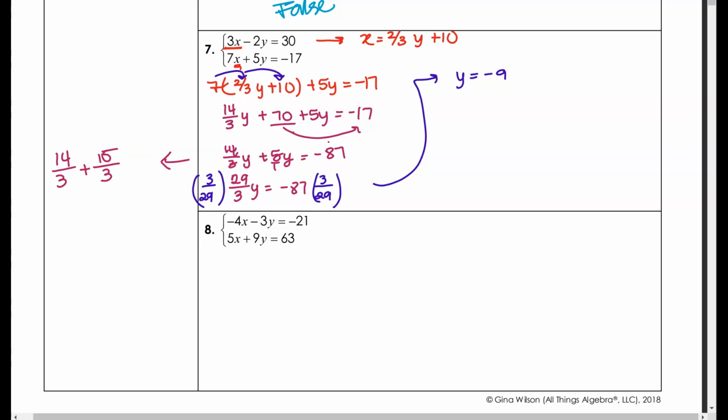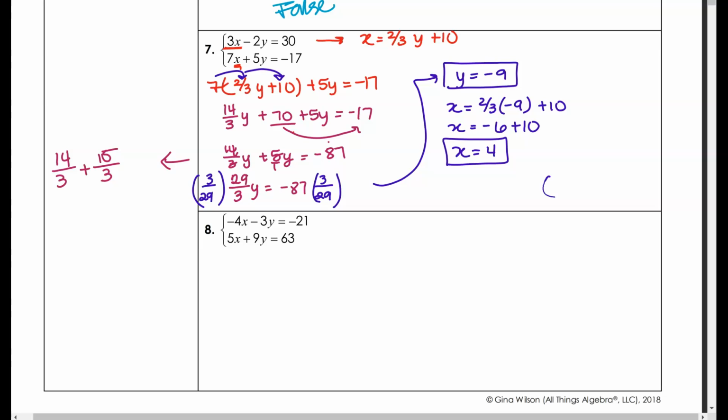All right. So I'm not done yet because I know what y is. So let me go ahead and plug that into our next equation, which is x equals 2/3 times negative 9 plus 10. So 2/3 times negative 9, this is going to be 3 times 2, which is going to give me a negative 6 plus 10. So then we can see that x equals 4.